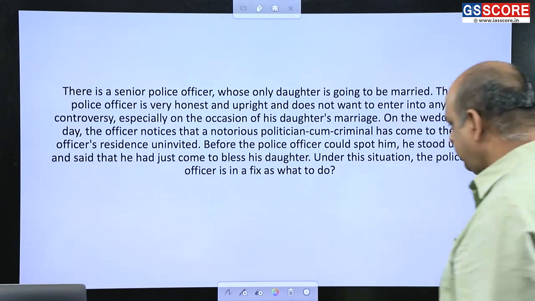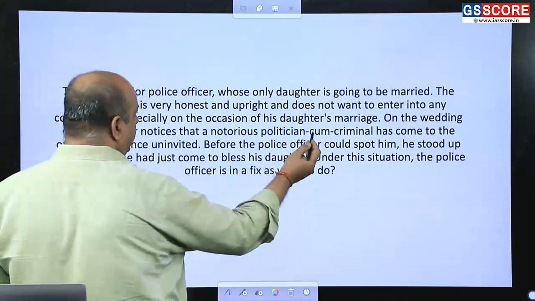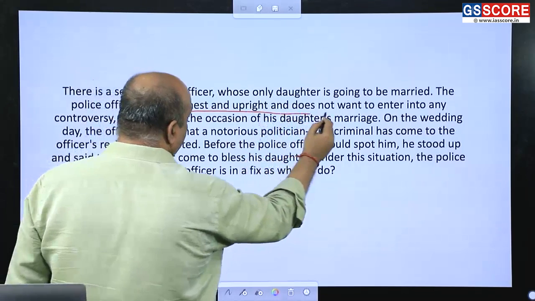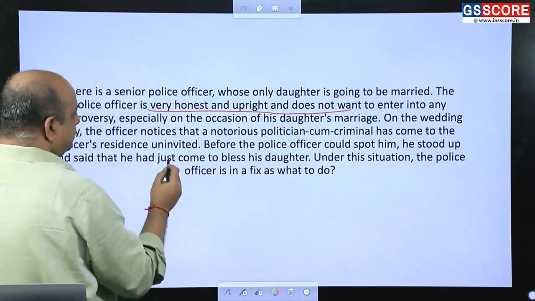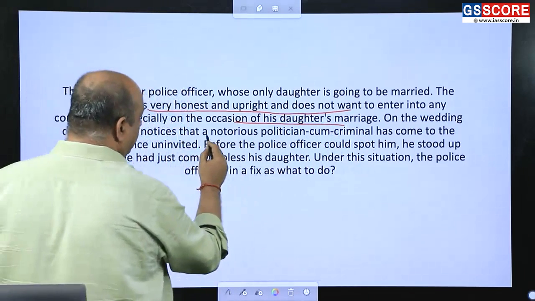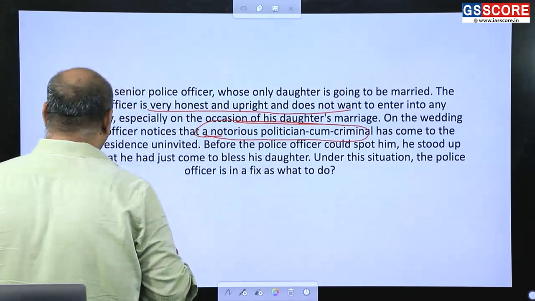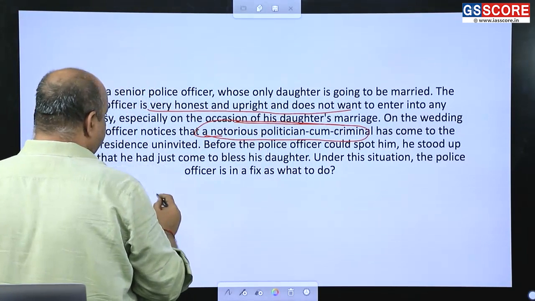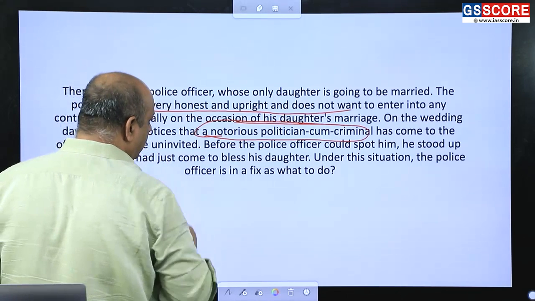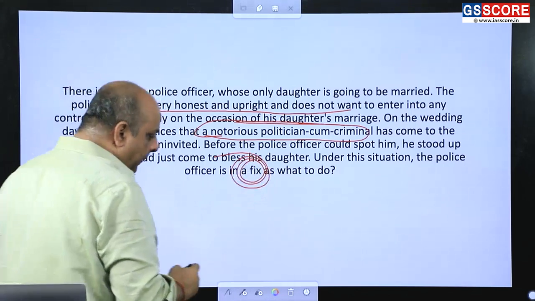Now, allow me to come in. Fine. So what it says is that there is a senior police officer whose only daughter is going to get married. The officer is very honest and upright, does not want to enter into any controversy, especially on the occasion of his daughter's marriage. On the wedding day, the officer noticed that the notorious politician cum criminal has come to the officer's residence uninvited, and he wants to bless your daughter. You are in a fix.